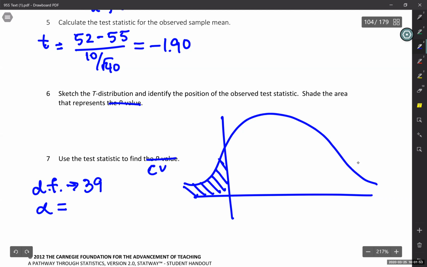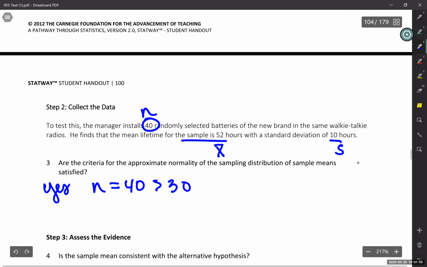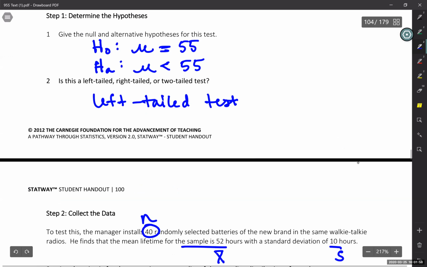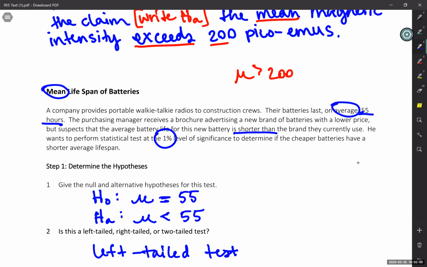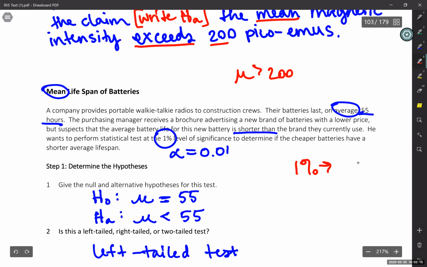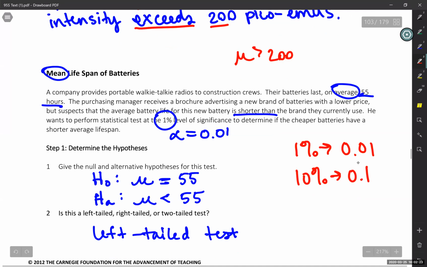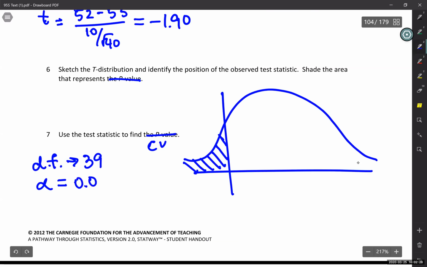So let's go back to the problem, and it says we are testing at a 1% significance level. So alpha equals 1%. Just a little side note, 1% is 0.01, 10% is 0.1. It's like money. 1%, 1 penny. 10%, 1 dime. So make sure you keep your decimals straight when you're working these problems out.